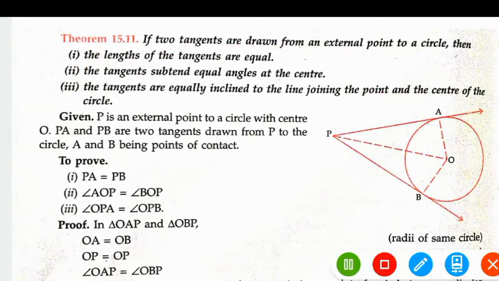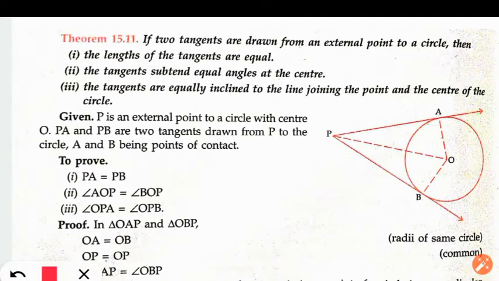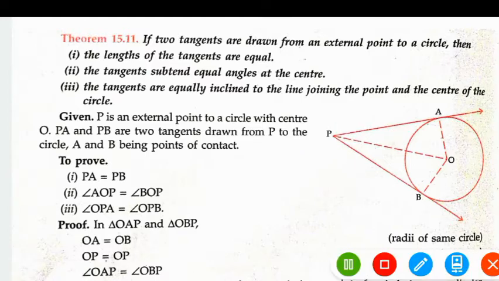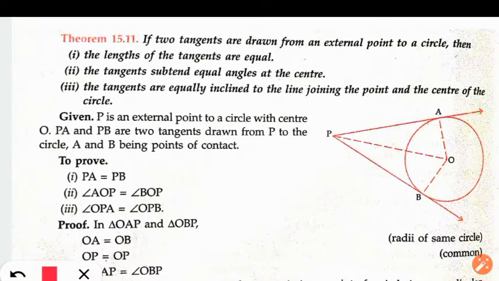So let's see here what we have and what we are required to prove. See, from the point P, two tangents are drawn, PA and PB. So what we are required to prove according to this theorem is that the lengths of the two tangents, that is PA, must be equal to PB. First one. And in the second one, the tangents subtend equal angles at the center. That means this angle must be equal to this angle.